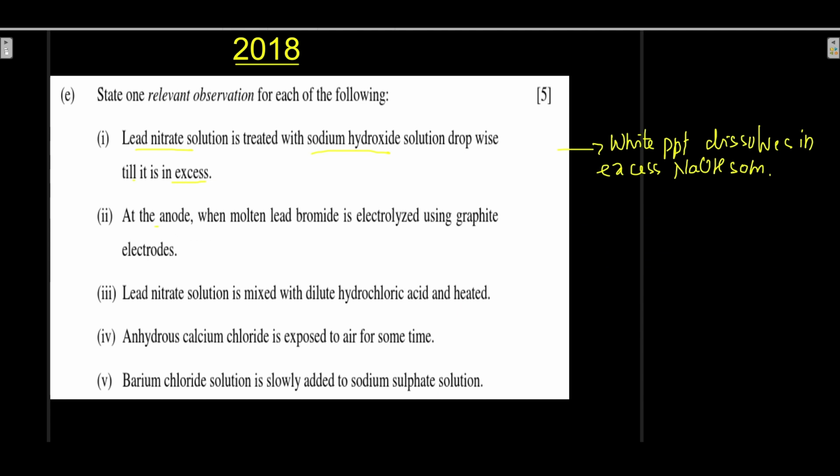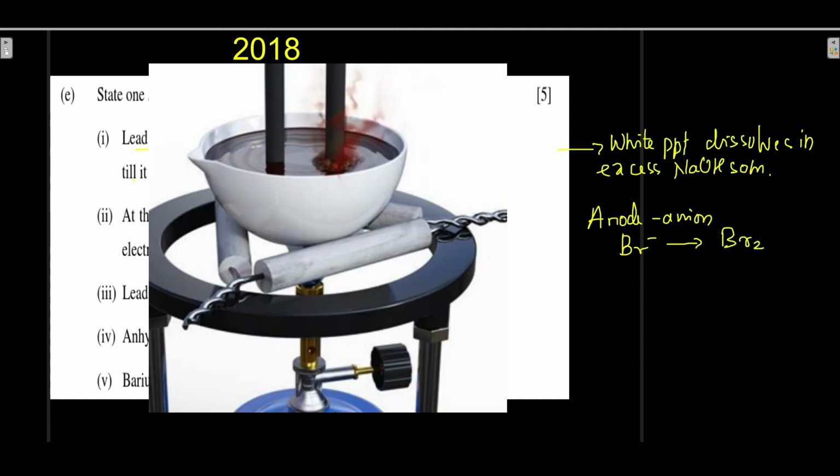At the anode, when molten lead bromide is electrolyzed using graphite electrodes, anode means anion will move. In lead bromide, bromide is the anion. So bromide, when it loses its electron, it will form bromine. So bromine is a reddish brown vapor. So what will you write here? Observation: reddish brown gas released.